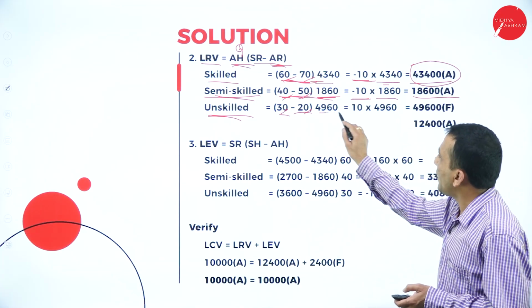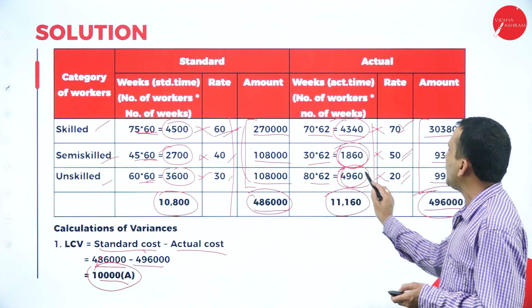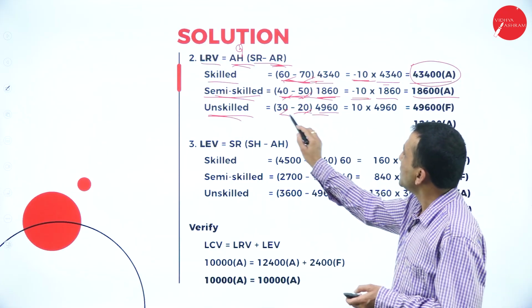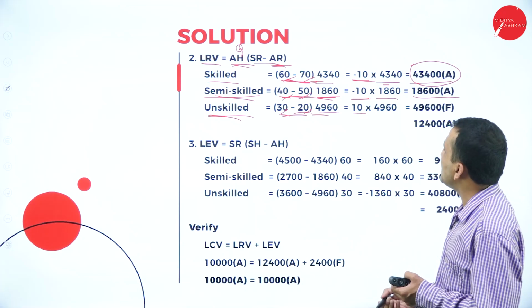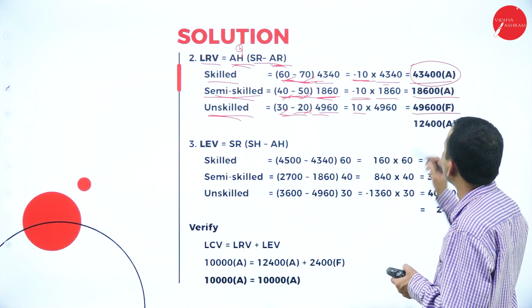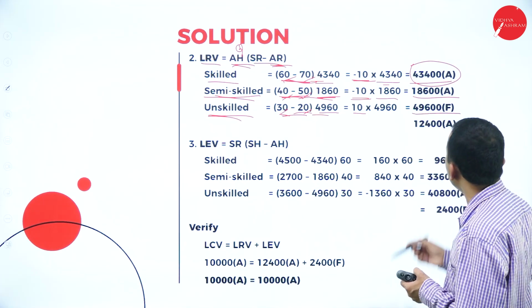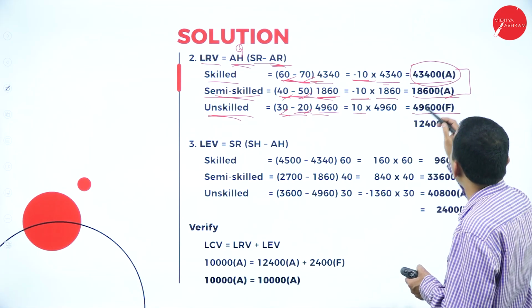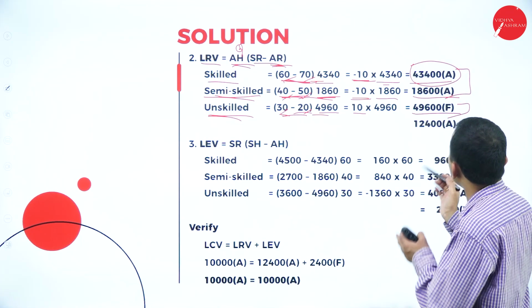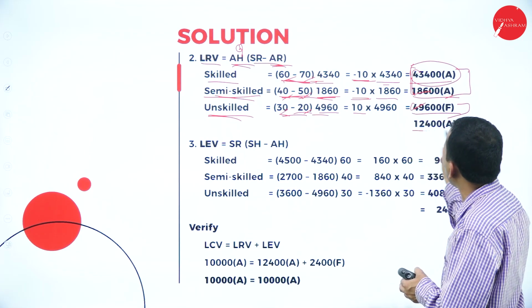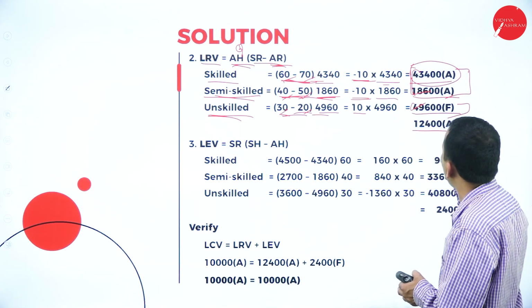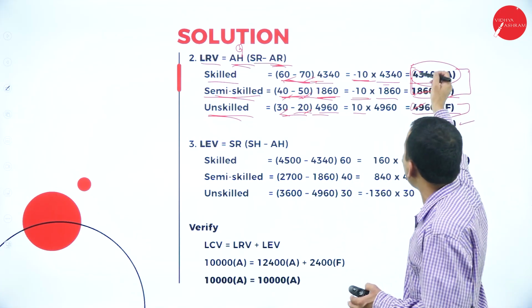So the respective actual hours are given as 4,960. From this we are getting a positive. Obviously 10 into 4,960, if you multiply, is 49,600, which is a favorable result. So here there are two adverse and only one favorable. Which sign is more? Adding together, we need to subtract the favorable. The result will be 12,400, which is adverse because the adverse sign is more.